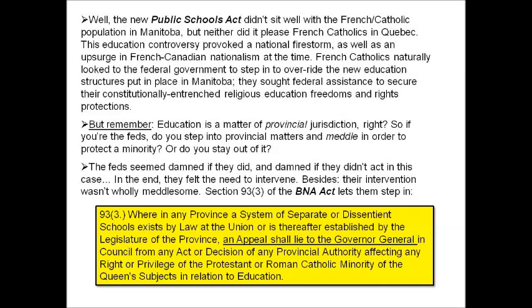Well, the feds seemed damned if they did and damned if they didn't act in this case. In the end, they felt the need to intervene. Besides, their intervention wasn't wholly meddlesome. Section 93.3 of the BNA Act lets them step in. So I've just underlined it there. You can see I've already talked briefly about how they're allowed constitutionally to step in when it looks like dissentient school protections aren't being respected by the provinces.